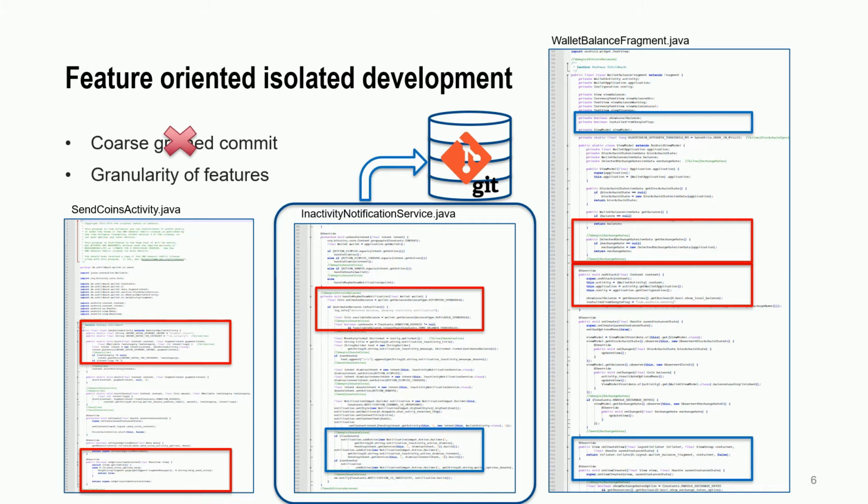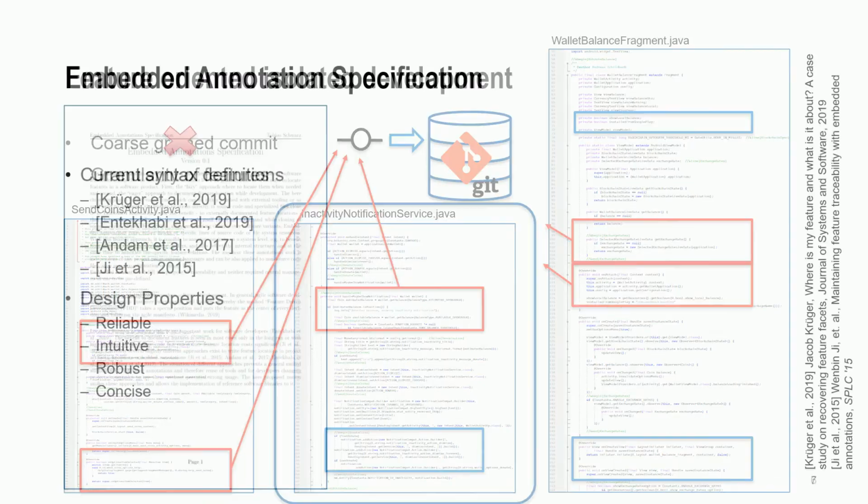We want to have a change in perspective to commit features instead of files and folders. Developers already try to commit features themselves, but this is complicated and time intensive. So what we want to do is commit features instead of files and folders, and with the help of the feature locations, which are provided by the embedded annotations, this is now possible.